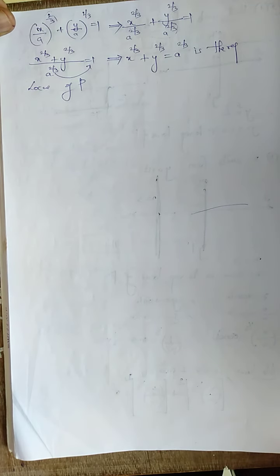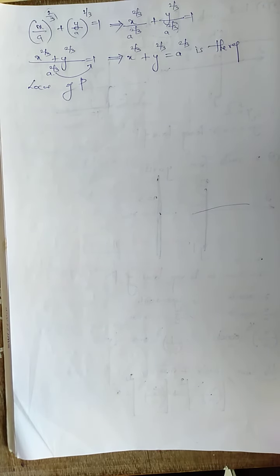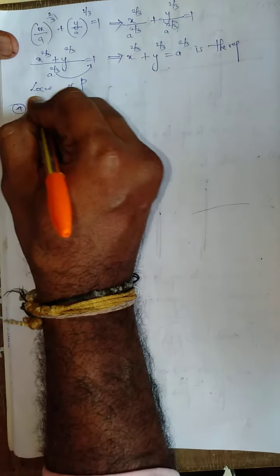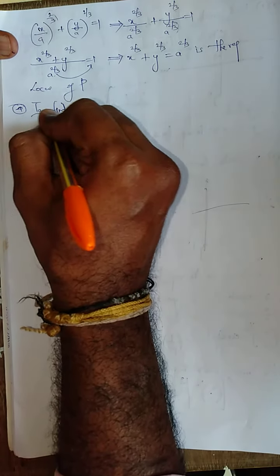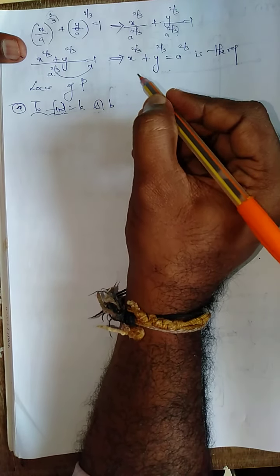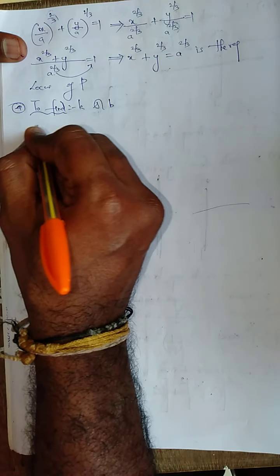So we have finished the third sum. Next we will do the fourth sum also. What is the fourth sum given here? I need to find k and b. They have given 2 points. First we will write the equation. What is the given equation here?